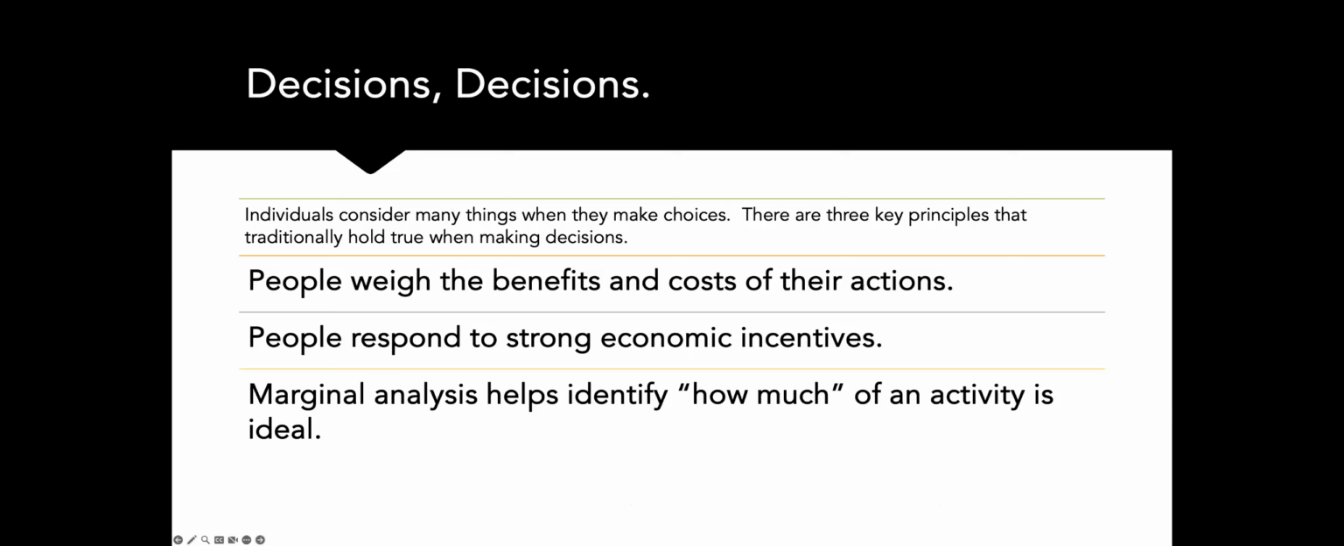The first principle is that people weigh the benefits and costs of their actions. You might have heard of a cost benefit analysis. If the benefits outweigh the costs, then they probably do it. If not, then they probably don't. Now, if they're not quite sure, then people might respond to strong economic incentives. Maybe it's too expensive, and then someone gives you a discount or a coupon, or you don't want to help out with something and someone gives you free pizza, and that convinces you, okay, I'll do it.